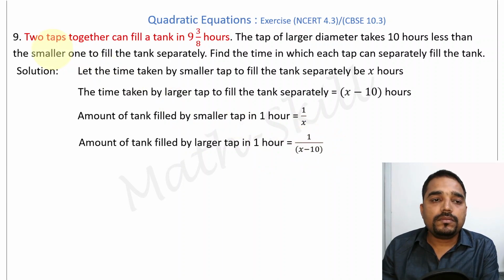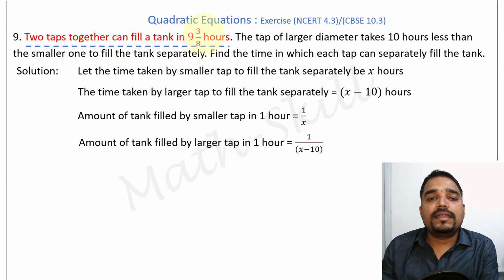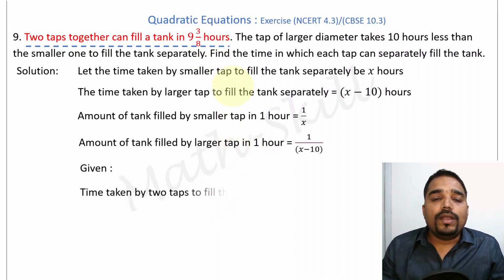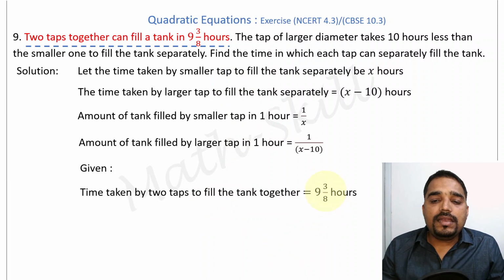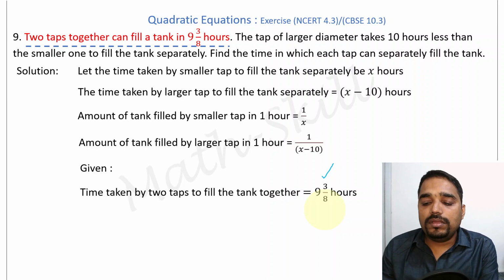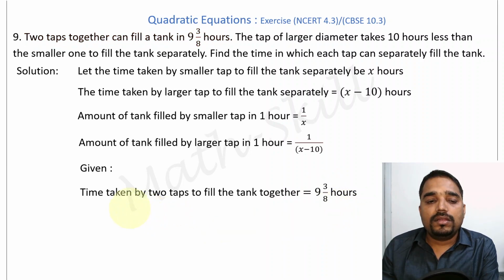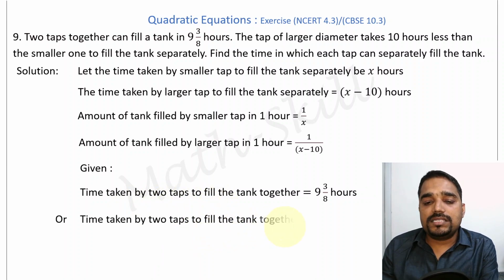Also, the condition he gives is that two taps together can fill a tank in 9 by 8 hours. Let's note it down. That is, if both the taps are kept open, together they will fill the tank completely in 9 by 8 hours. Because it is a mixed fraction, let us convert it into an improper fraction. That is, 9 times 8 is 72 plus 3 is 75, divided by 8. So the time taken by the two taps to fill the tank completely is 75 by 8 hours.